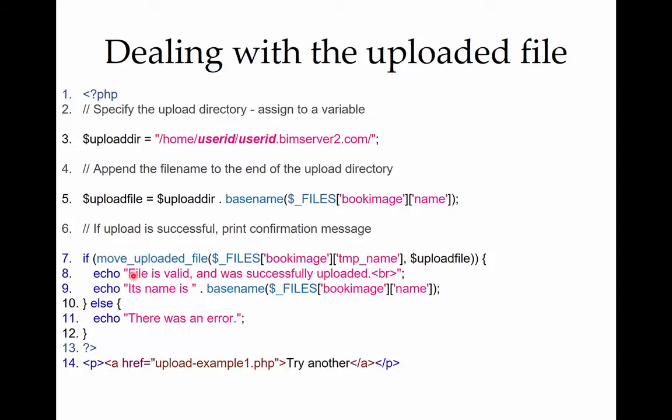And either it worked, then we write file is valid and was successfully uploaded. Its name is, and then we print the name. Or if it didn't work, we just write there was an error. Maybe the folder didn't exist, maybe the file couldn't be uploaded, maybe the name was invalid. There could be many reasons.